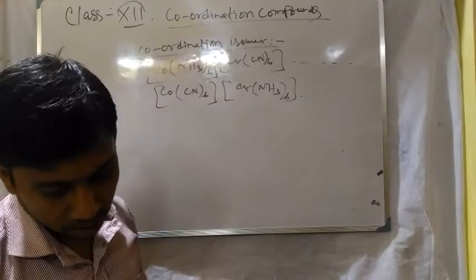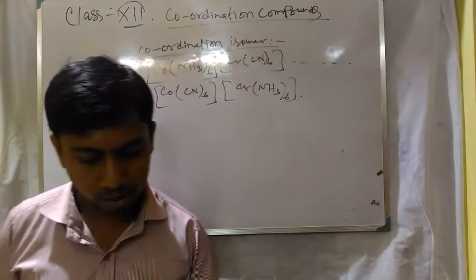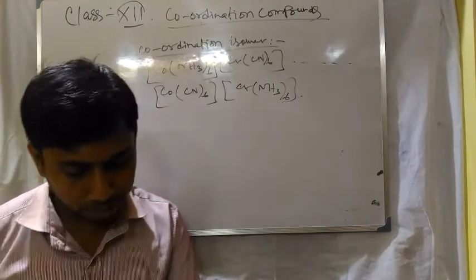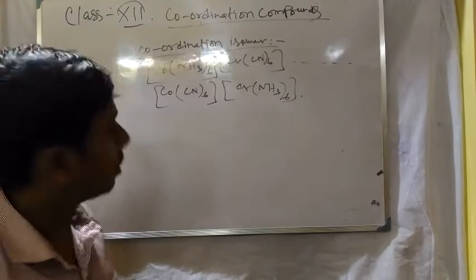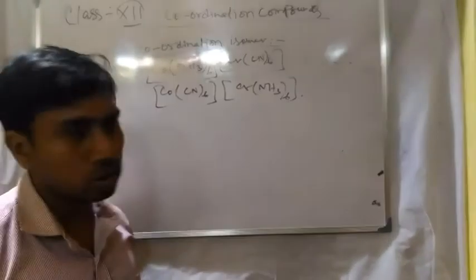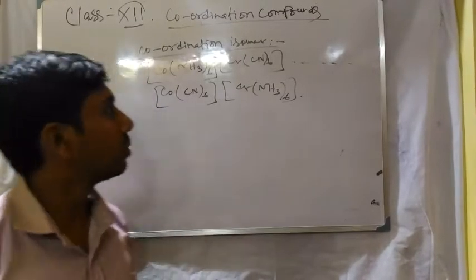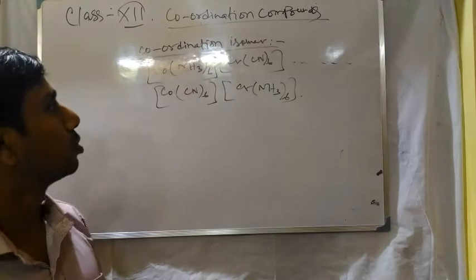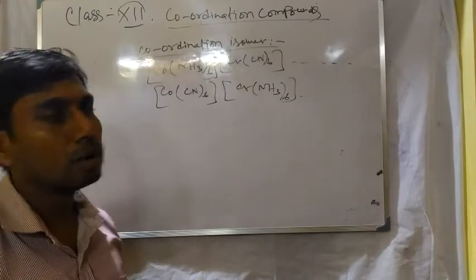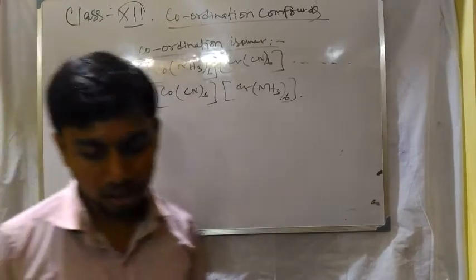In the first one, ammonia is with cobalt, whereas the cyanide is with the chromium. In the next case, just the reverse, that is cyanide is with cobalt but ammonia is with the chromium atom. So it is part of coordination isomer. What happens there? The ligand changes its position from one metal atom to another metal atom, right? It is an example of coordination isomer.